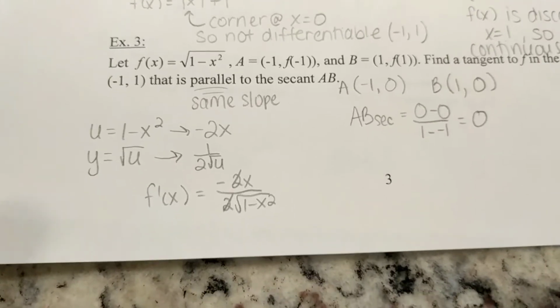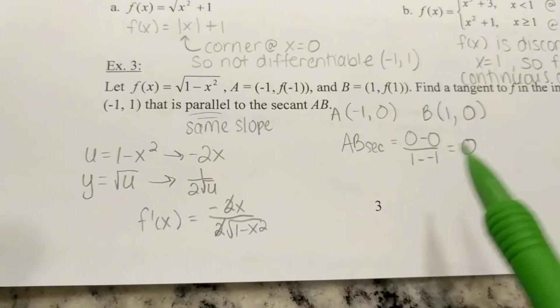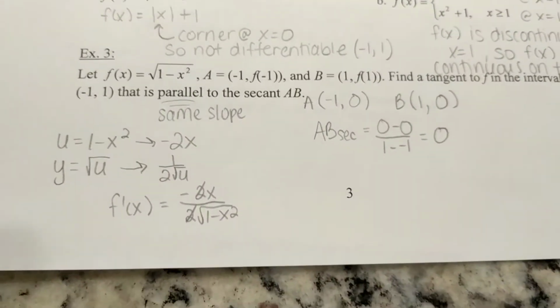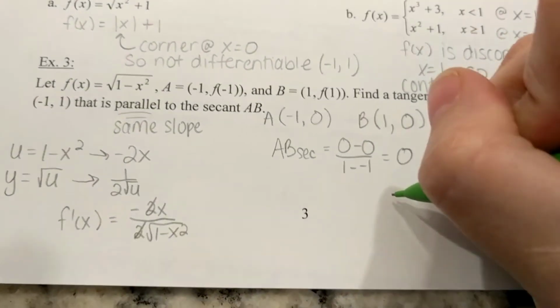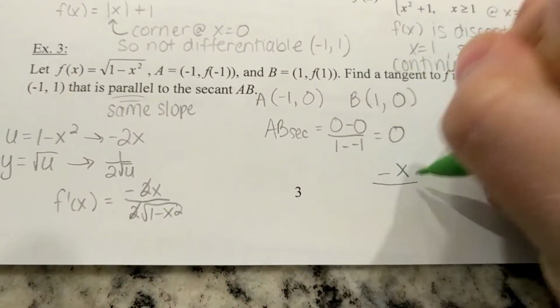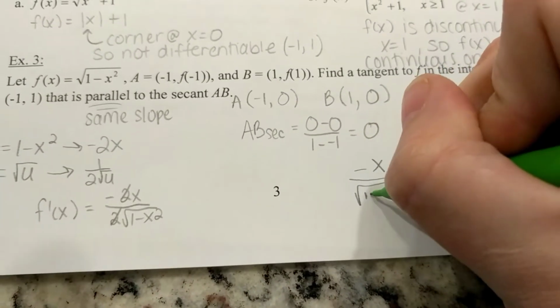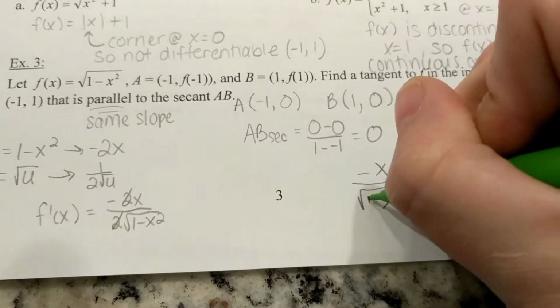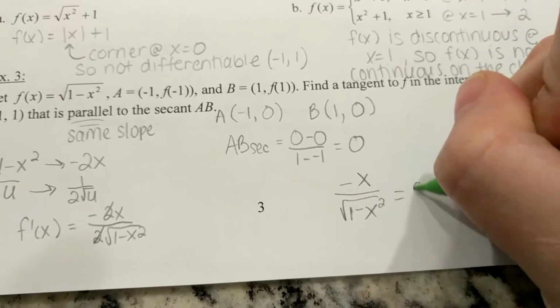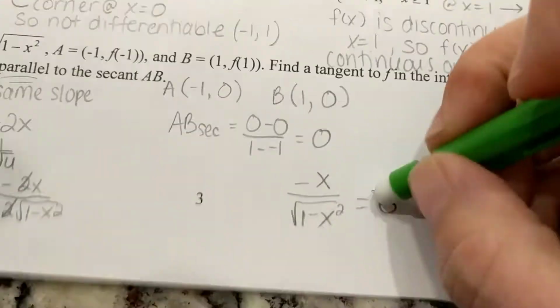So now the question is asking, when are these two slopes the same, parallel? So I want to know, when does -x over the square root of 1 minus x squared equal 0?